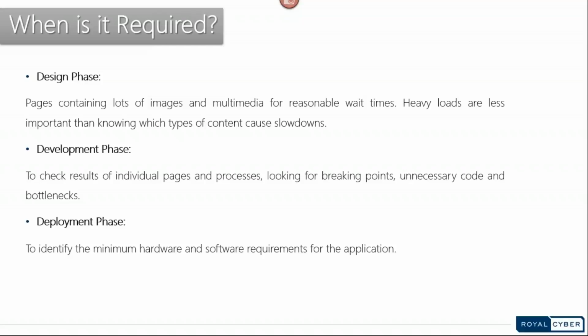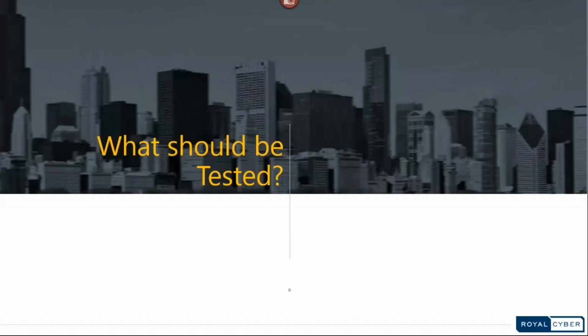For example, if any application is taking 15 seconds end to end, you need to identify which module or which page is taking more time, and break those points into smaller chunks to identify which area is taking more time than usual, and what could be the unnecessary bottlenecks on that particular page. And then in the deployment phase, you need to identify the minimum hardware and software requirements for your applications for performance testing.